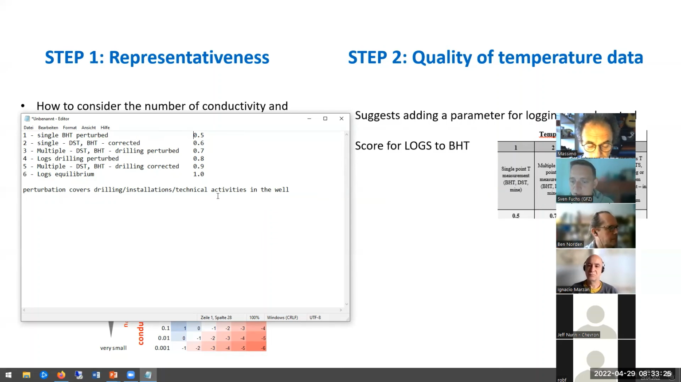Or optical fiber temperature measurements. So it is put under logs. All right. Yeah.